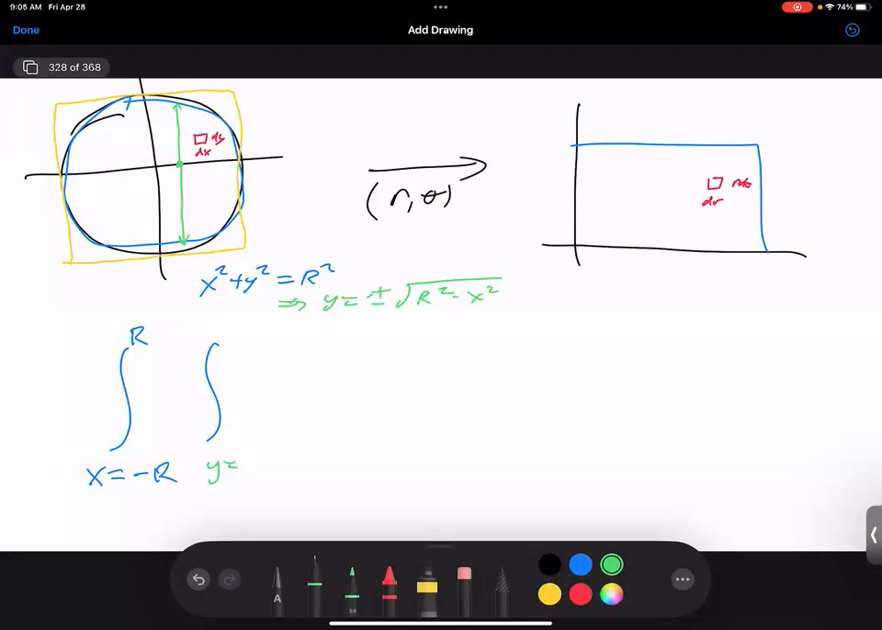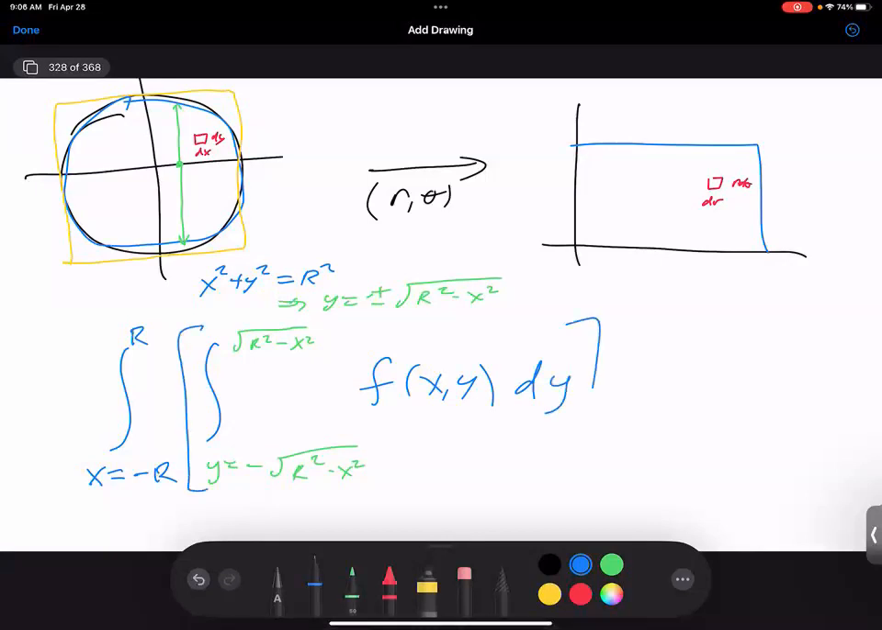So this would tell us if you fix the value of x, the smallest y could be is negative square root of r squared minus x squared. And the largest it could be is the square root of r squared minus x squared. And then I would just put in my function f of x, y. Then is it dy or is it dx which comes next? Dy, because we're doing the integral with respect to y first. And then dx. And so that would be how I would integrate a function in Cartesian coordinates over a circle.